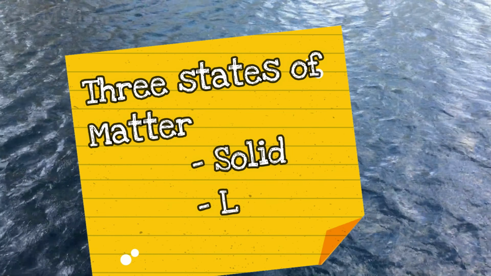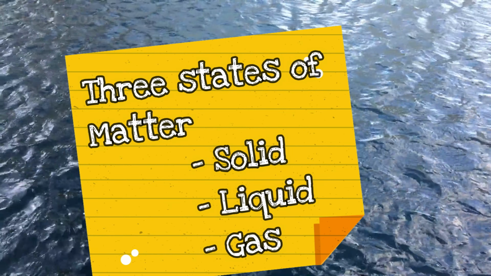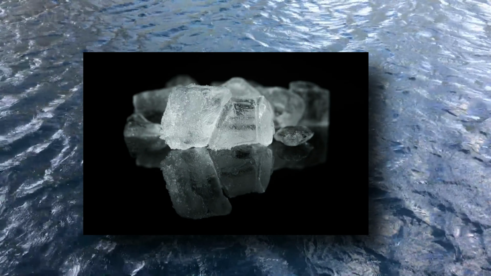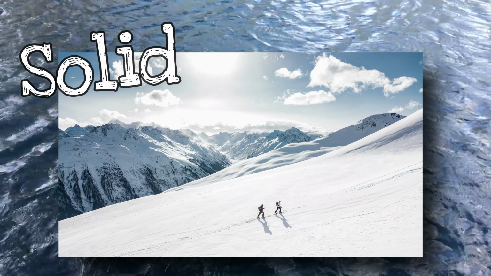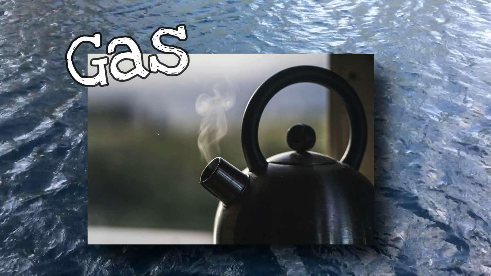Water is unique because it's the only thing on Earth that naturally occurs in all three states: solid, as ice, glaciers, and snow; liquid, as water; and gas, as water vapor. And it can change states quite easily.